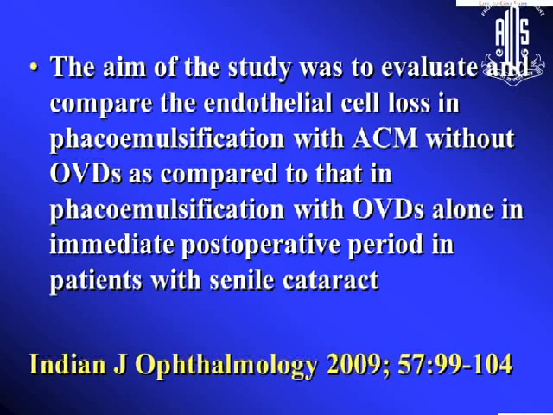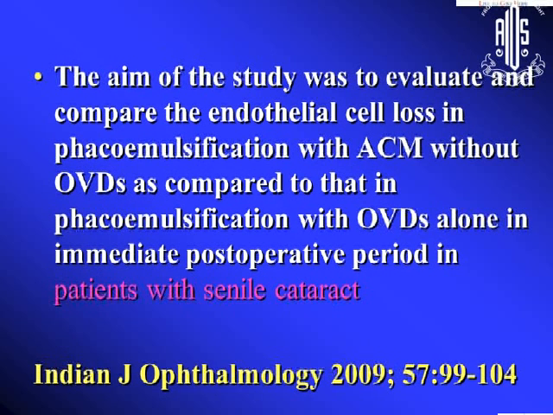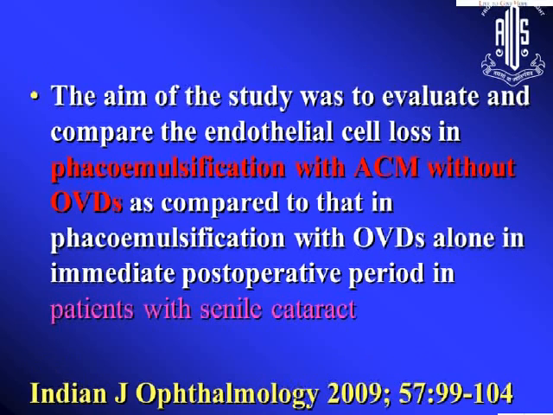Can anyone tell me where is the first element? P, population. What is that population in this? Patients with senile cataract. This is what you are going to study. Now the next was I. What is intervention? What intervention are we going to study? Phacoemulsification with ACM without OVD. Then third was C, P-I-C. C means comparison. Means you are going to compare this intervention. Compare to what? As compared to that in phacoemulsification with OVDs alone.